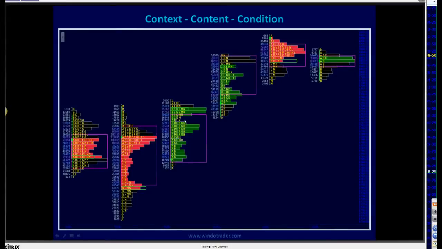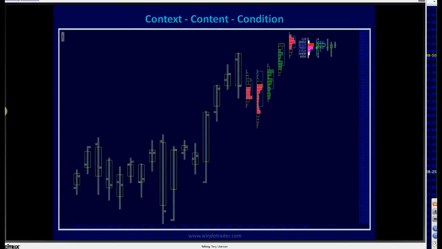So by looking at this, we can get an idea of how strong this trend potentially is. And one of the things that we look for is to see the degree of overlap or the spread between value areas to give us an idea of the conviction of the attempted direction of the move.